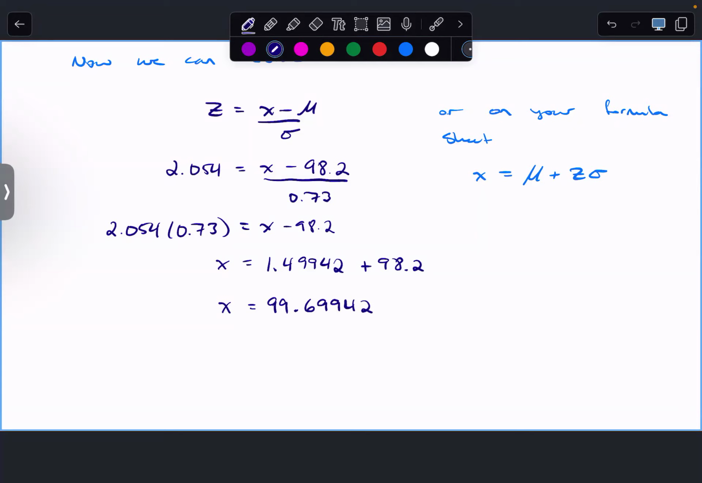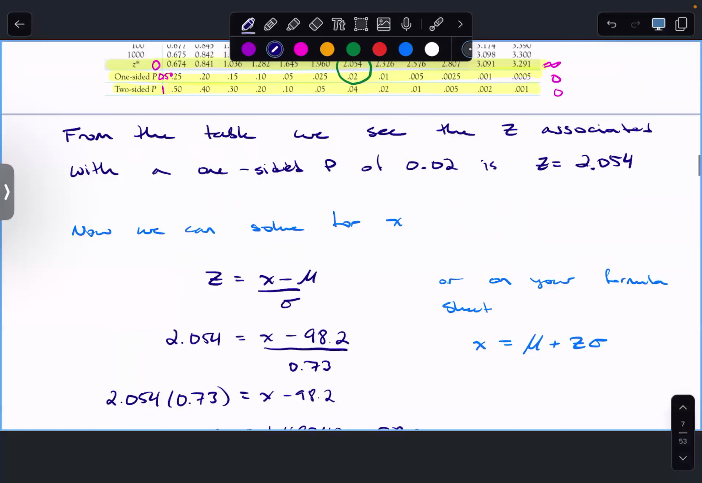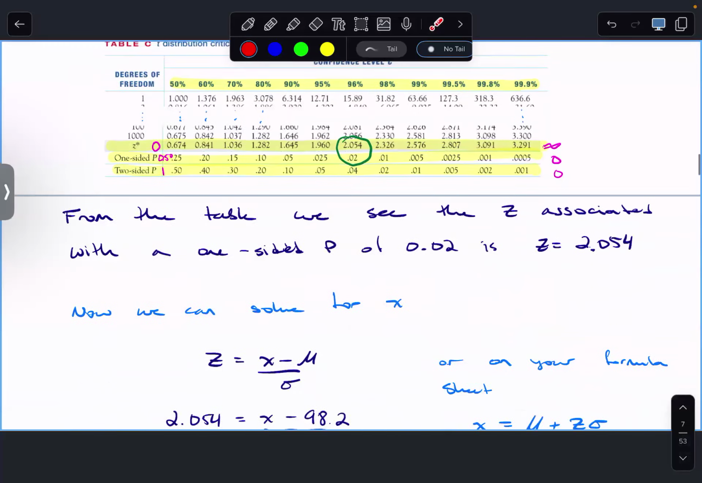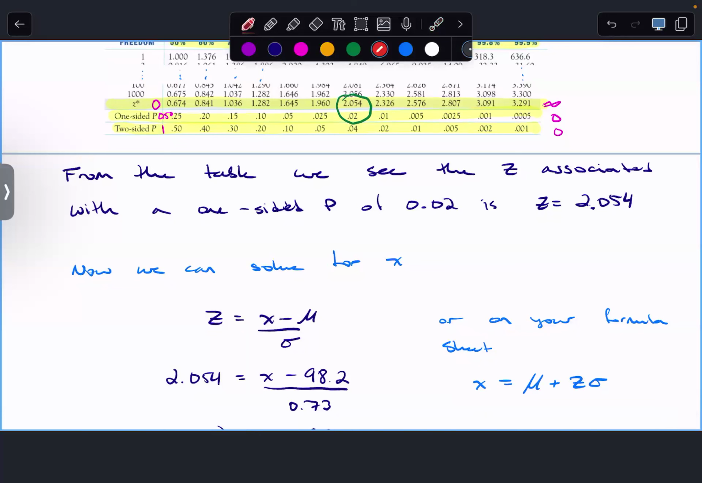99.7, let's call it, is above the mean, which is, well, that's fair. But that doesn't make sense because that's not what I want. So what do I have to do? I should have used a negative Z, right? It gave me a positive. I'll do it in red because I didn't catch it soon enough. But we want Z equal to negative 2.054 on the lower end.